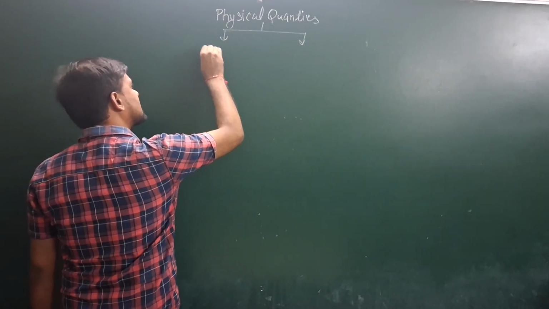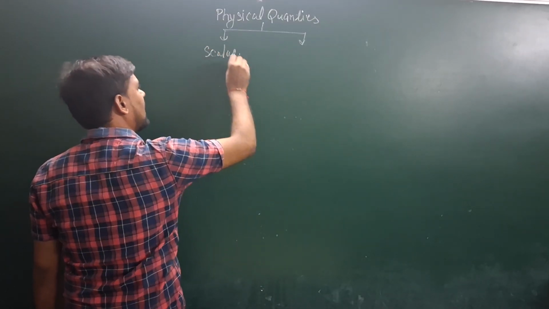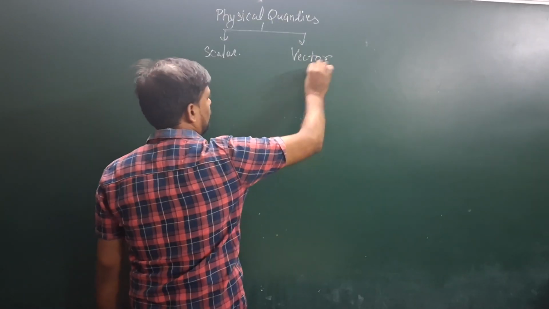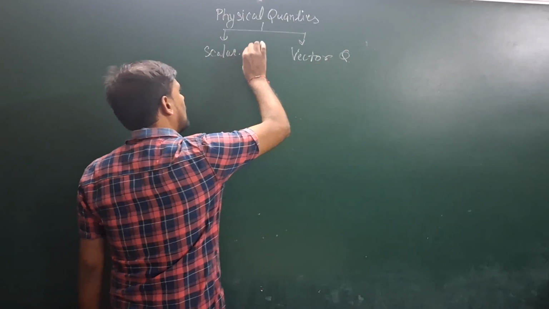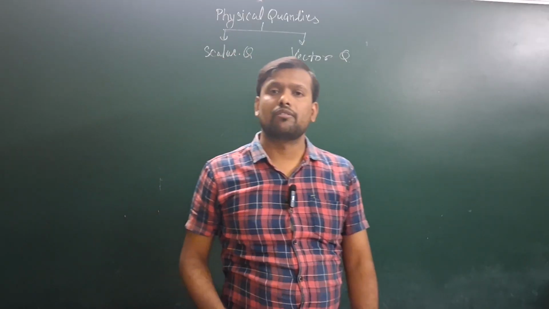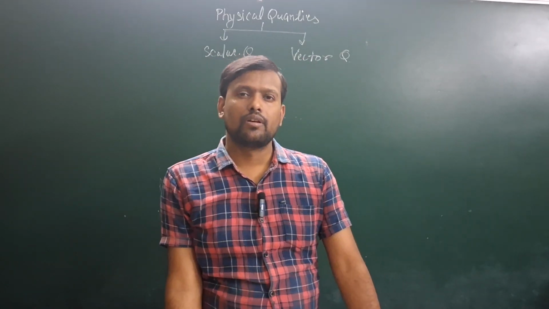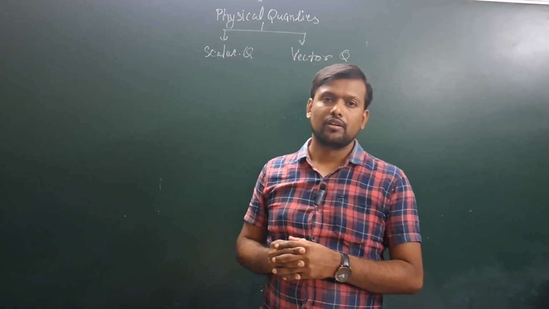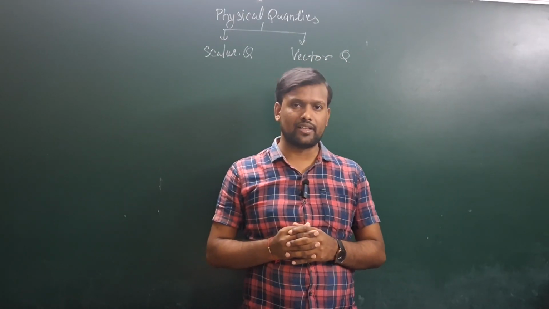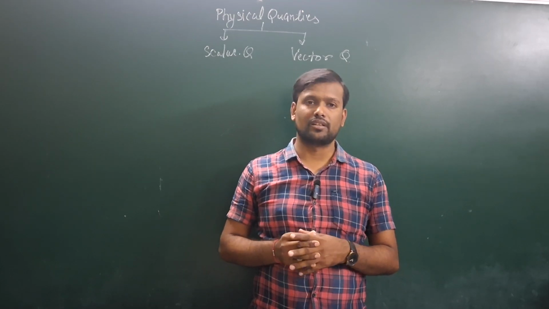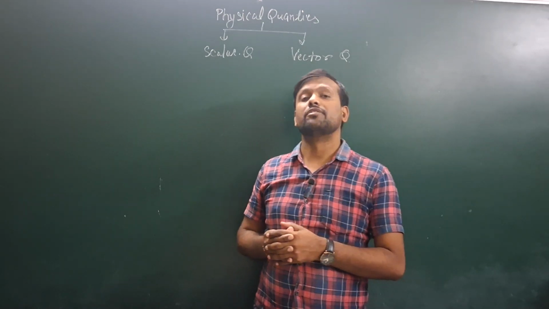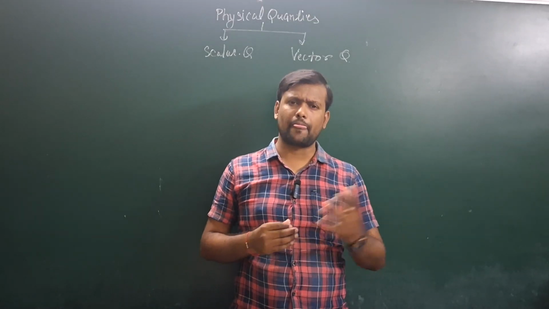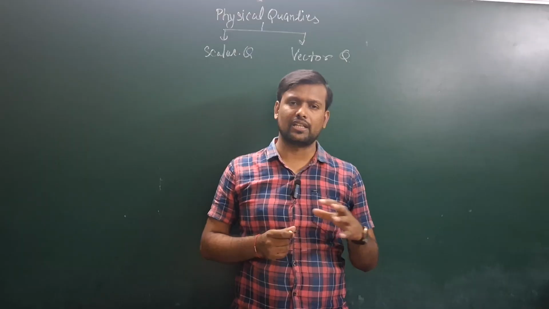Part is scalar quantities and the other is vector quantities. Firstly, we will discuss what physical quantities are. Physical quantities are those parameters which help us understand physics, like natural phenomena, because physics is the study of natural phenomena or phenomena which occur in daily life.